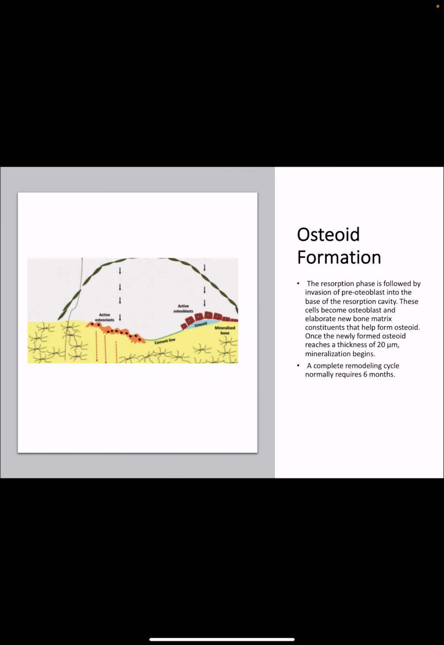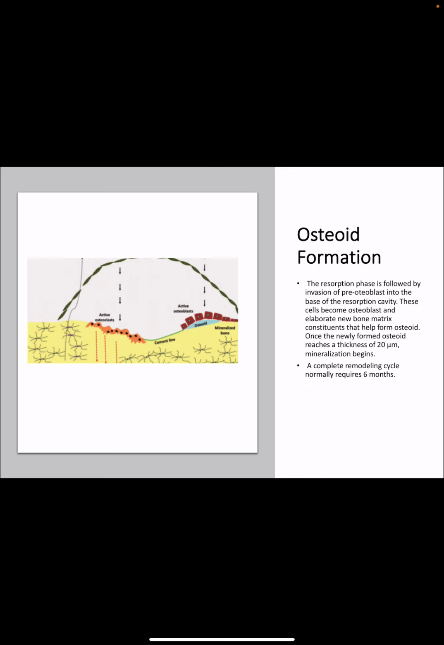We finished resorption. Now what? Now we do the osteoid formation. We made the hole, we stop. Now we need osteoblasts and mineralization. So the resorption phase is followed by invasion of pre-osteoblasts into the base of the resorption cavity. These cells become osteoblasts and they make the bone matrix. They stop this whole process when the thickness reaches 20 micrometers. So it's 20 micrometers where they stop. But this whole process is a lengthy process.